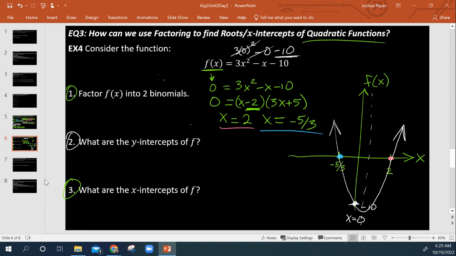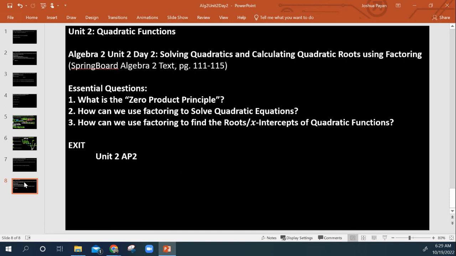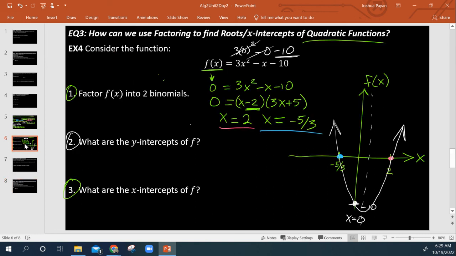Okay, so that does it for this video. So in retrospect, can we use factoring to solve quadratics? Obviously. How can we use factoring to find the roots or x-intercepts of a quadratic function? Well, we just did that here. All you do is literally factor and just see what values of x give you y equals 0. And that tells you where along the x-axis the parabola touches the x-axis.